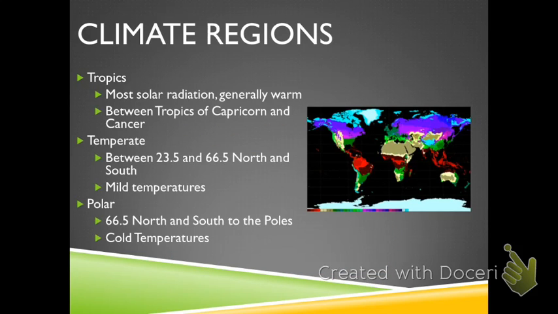The Earth can be divided into three major climate regions based on temperature and precipitation. Your tropical climate region is located between 30 degrees north and 32 degrees south. This receives the most solar radiation consistently throughout the year and is generally warm. The temperate climate region is located between 23.5 degrees and 66.5 degrees north and south. These areas are going to experience mild temperatures throughout the year. Your polar climate region is located 65.5 degrees north and south to the poles. These are your very cold regions.